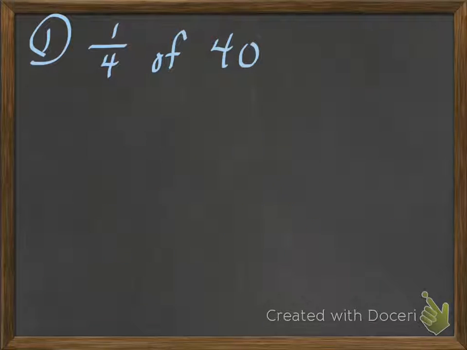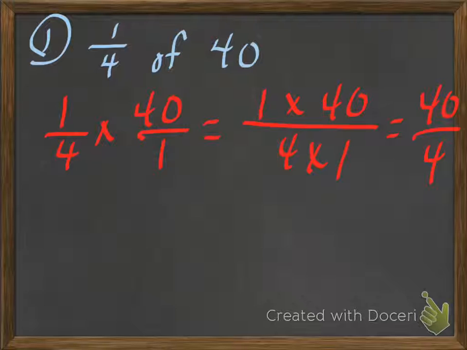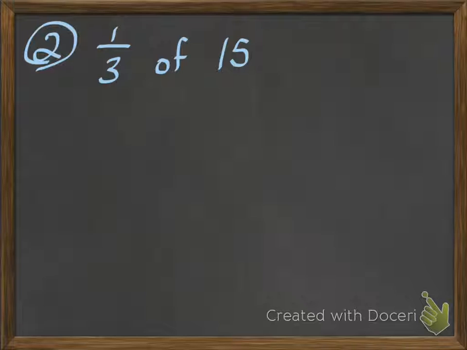All right, your turn. Let's see how you do. 1/4 of 40. Okay, if you rewrote it, then you would eventually end up with 40 over 4, and 40 being divided by 4 equals 10. Try number 2. 1/3 of 15.